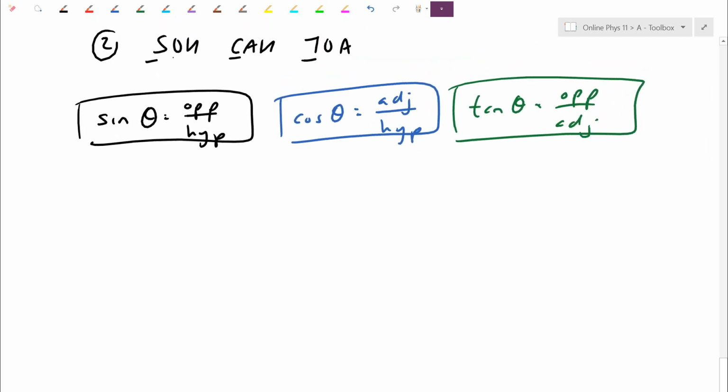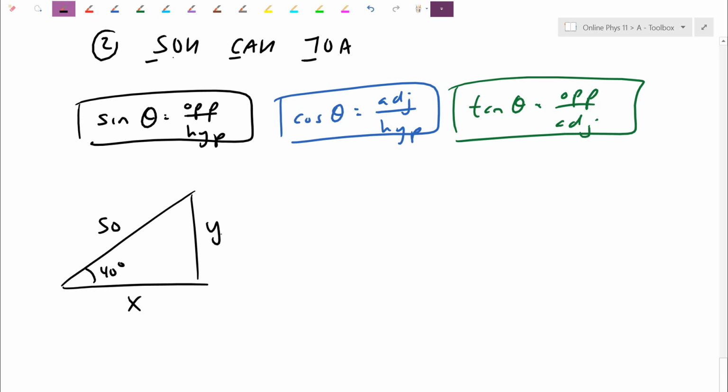Let's see how this works out here. Let's start off with a triangle here. Let's start off with a 40-degree angle. Right? Just make things a little bit different here. I'm going to give you the hypotenuse. Let's say the hypotenuse is 50. I'm interested in you calculating what's the x and what's the y. Usually x is horizontal, so it's okay for me to label that there, and we have the y.